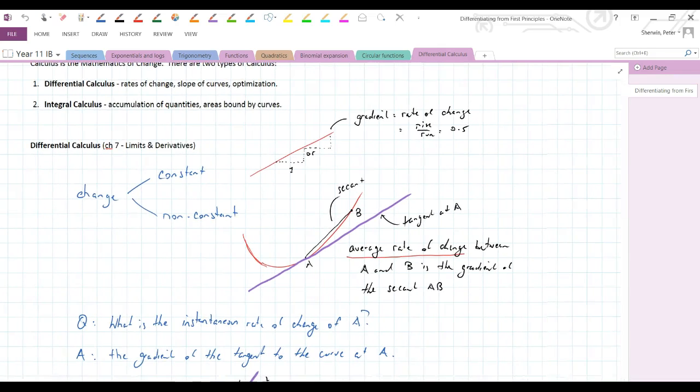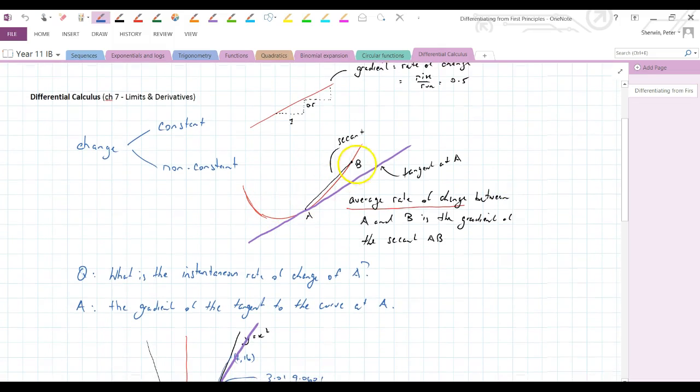And change is either constant or it's non-constant. Constant, it's trivial, it's a straight line. It's gradients of straight lines, rise over run. Where change is non-constant, we've got variable change, so we can either calculate the change between 2 points, join those 2 points with a secant, a chord, a line, and find the average rate of change just by using rise over run. Also fairly trivial.